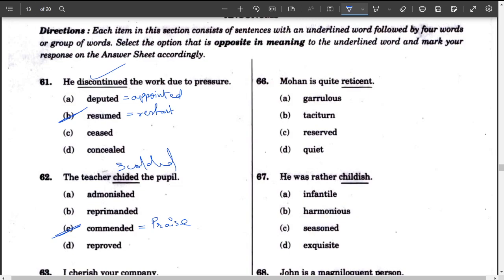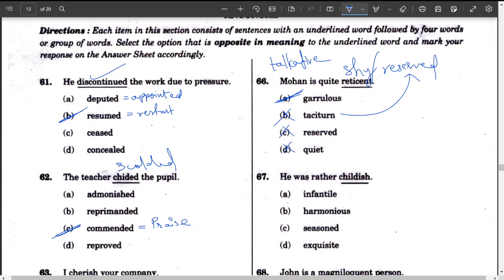Next, Mohan is quite reticent. Reticent in the sense anybody who is a reserved person, shy person. Okay, we have to get opposite of this. Taciturn is a shy person. Reserved is synonym. Quiet cannot be used. All A, B, C, D are out. Garrulous. Garrulous means anybody who is talkative, one who always talks. Bold, we can say.